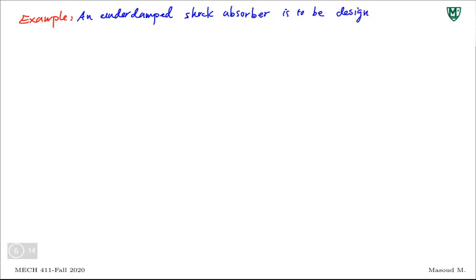Let's look at an example. This is pretty much the result of a test. Let's say, at least what the problem says, we have an underdamped shock absorber, and we want to design that. Let me just put the whole problem statement. An underdamped shock absorber is to be designed for a motorcycle of mass 200 kilograms. So we know the mass.